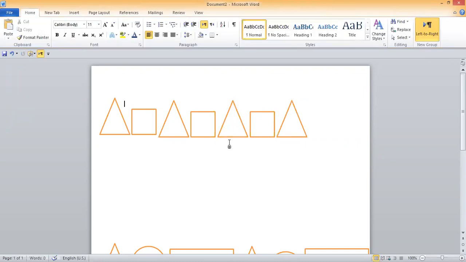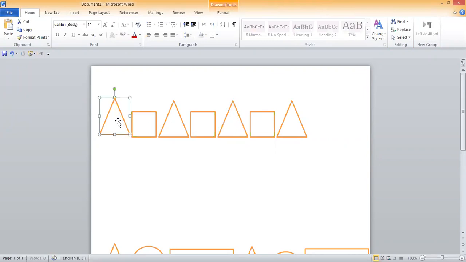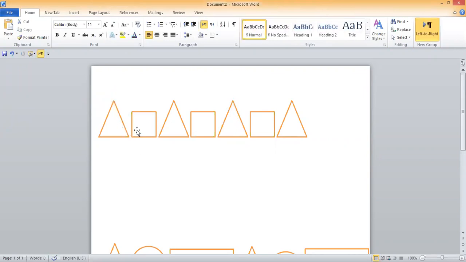This is the pattern, guys. You can see that there is triangle first, then square, then triangle, then square, then triangle, then square, then triangle. So this is a pattern. Okay, now you have to identify the pattern. What pattern is that? Then you have to tell me which shape will be next. After triangle, which shape will be there?